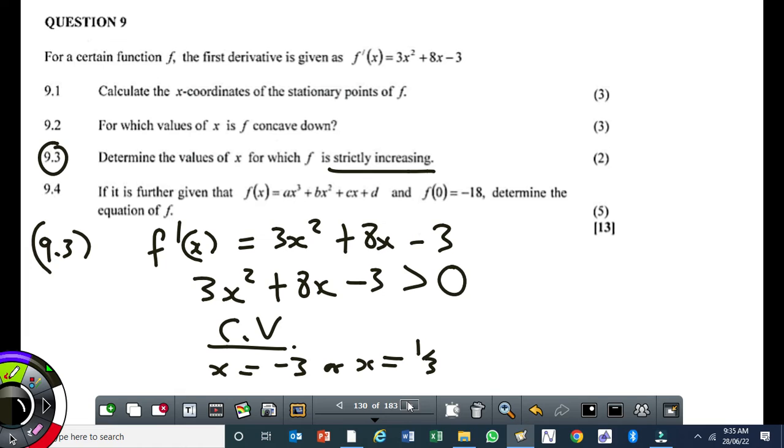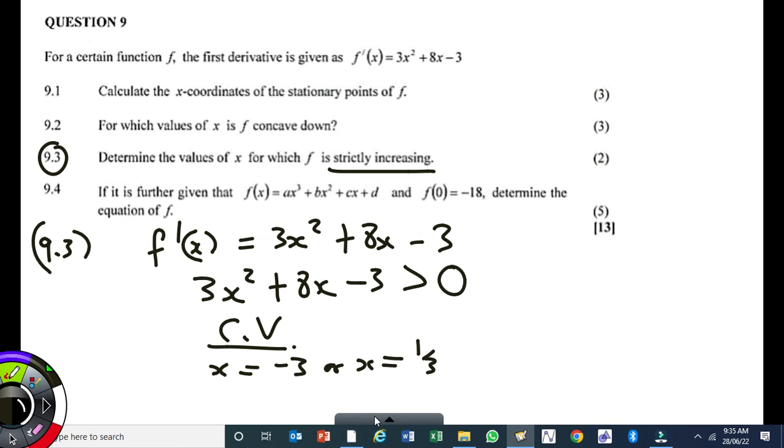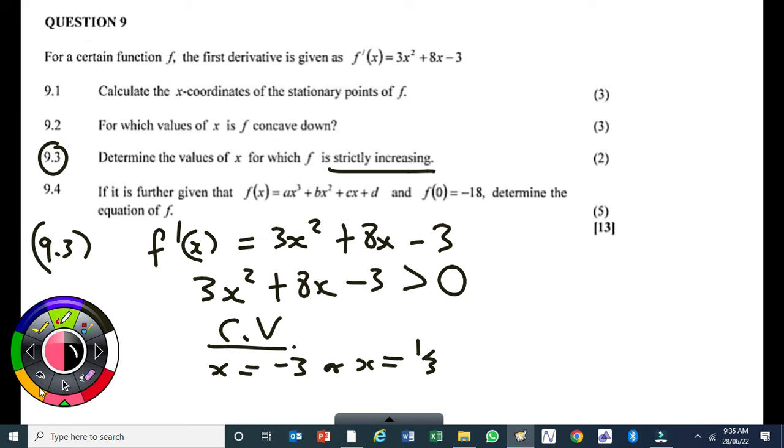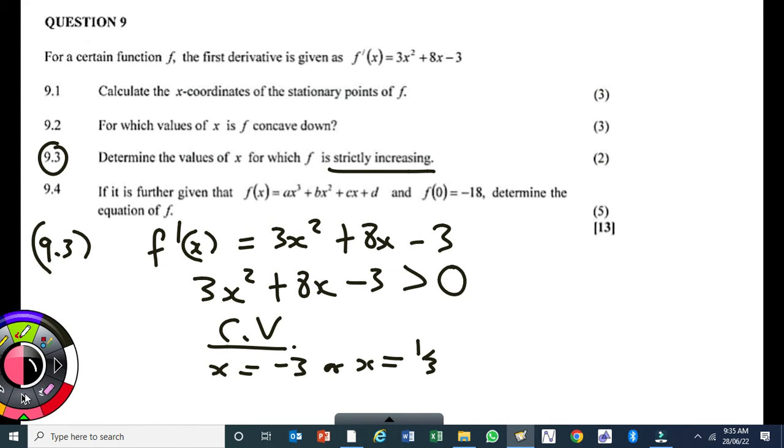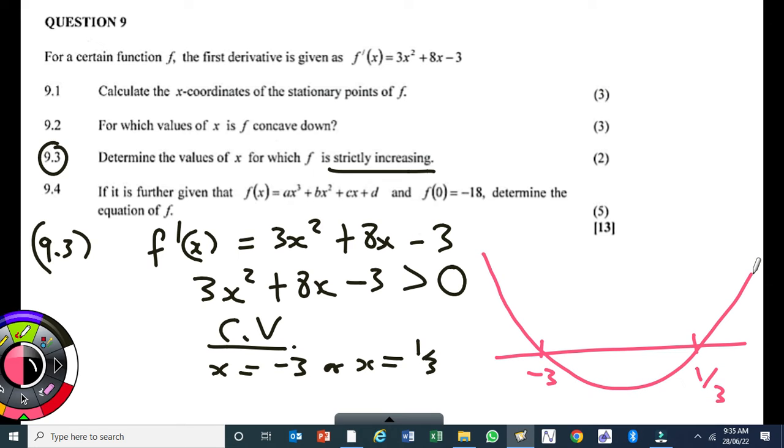So we can use the number line method, or we can use the table method, or we can use the graphical method. So I'm going to use the graphical method. Again, I can tell that this question will cause issues. So we have got minus 3 and we have got a third.